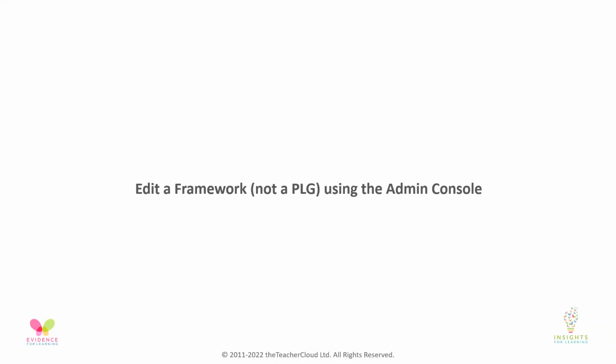In this video, I'm going to show you how you can edit a framework that's not a PLG using the admin console. It's going to be a rough walkthrough video that's going to help you to see how you can edit the spelling or wording of an outcome or heading within one of your frameworks that's not a PLG. I'll also show you how you can add new outcomes or headings to your framework, as well as adding whole new sections to your framework. Or maybe you're considering how you could restructure your framework. And this walkthrough video will be able to help you to do all those things.